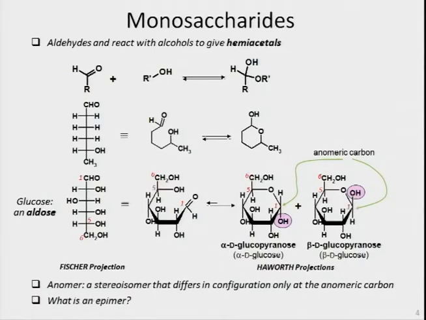So, okay, there's also a term that's used called epimer. Does anybody know what an epimer is? If you have several chiral centers in a molecule, yes? If you change one of the stereocenters to a different configuration, then you get an epimer. That's correct. So these are also epimers, because the only difference between this structure and this structure is the configuration at the anomeric carbon.